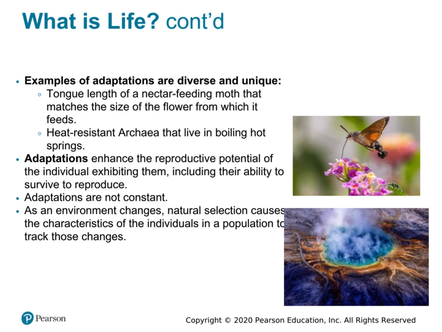Another example is heat-resistant archaea that live in boiling hot springs. They would pass down particular resistant genes that allowed them to live in these extreme environments. A lot of the bacteria and archaea that live in these extreme environments are called extremophiles. So what you're seeing here is that adaptations enhance the reproductive potential of the individual exhibiting them. But if that adaptation is not inheritable, it means nothing. Adaptations are not constant. If those organisms don't reproduce, they don't pass down their genetics.